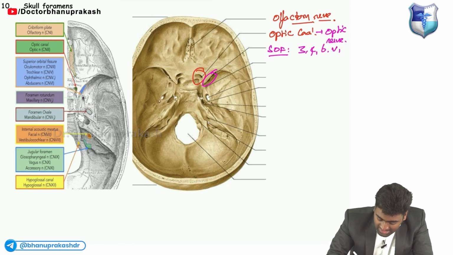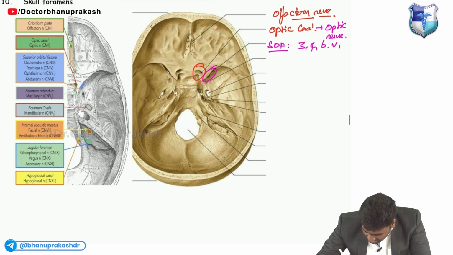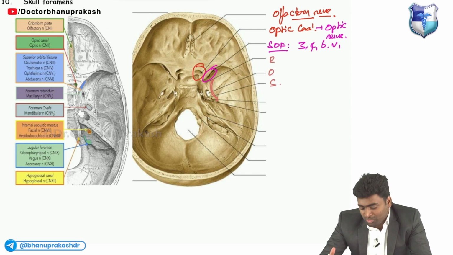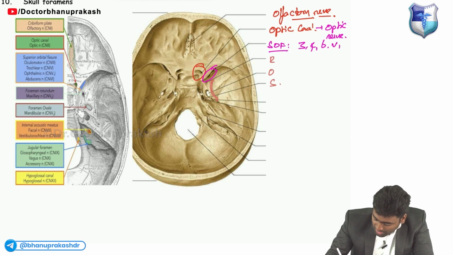Next, about these 3 foramina which are in an arc, like this arc. Remember it is ROS, rose. You will remember, rose. So it is the foramen rotundum, ovale, and spinosum.